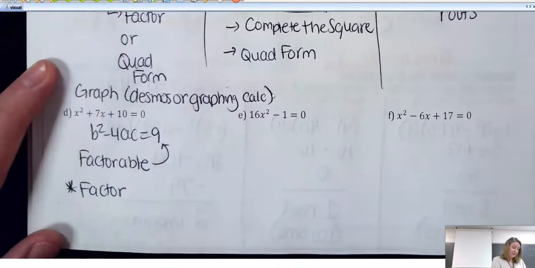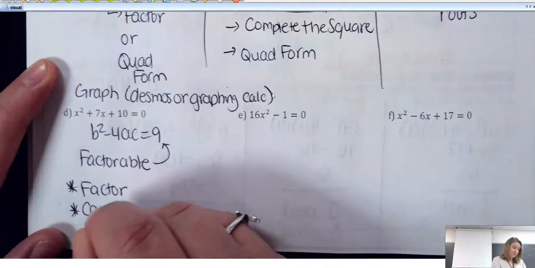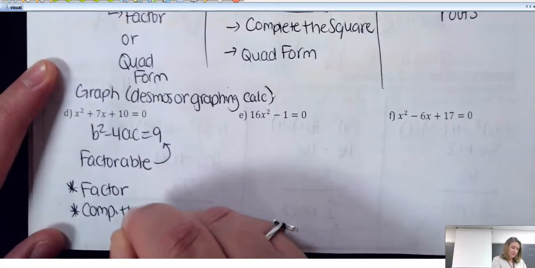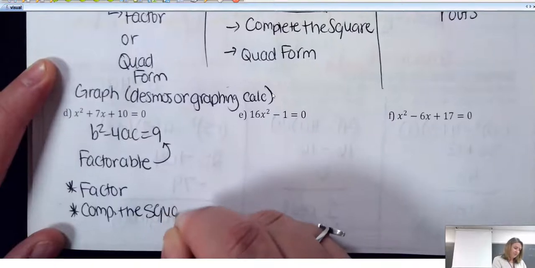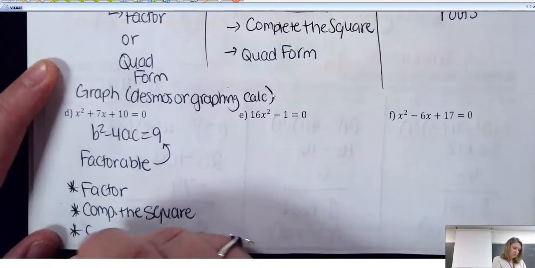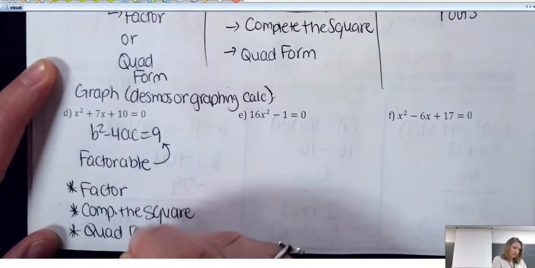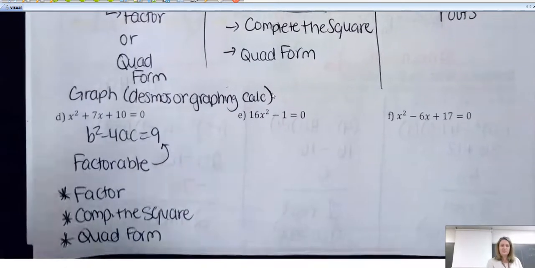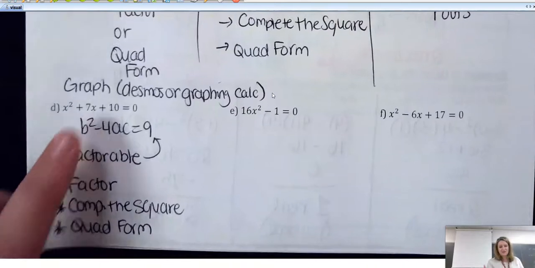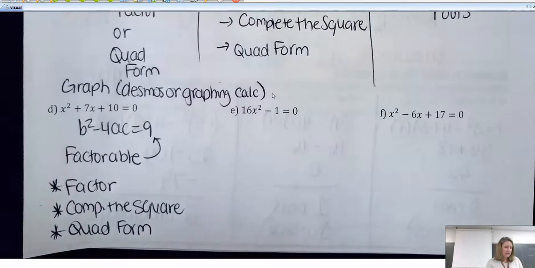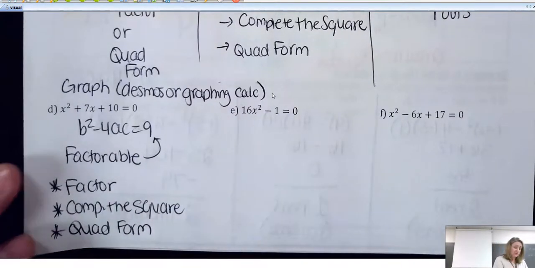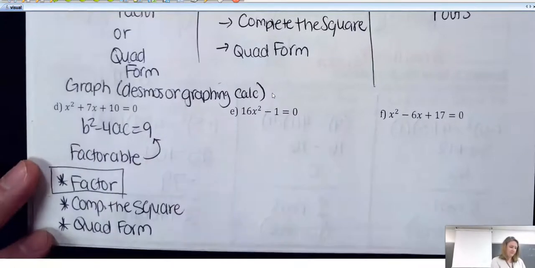Again, you could complete the square or use quadratic formula. Completing the square, kind of like part B, would maybe be a little bit tricky here because your b value is odd, so you'd be working with fractions, but any of these would be good options. If it was me, I would factor this.